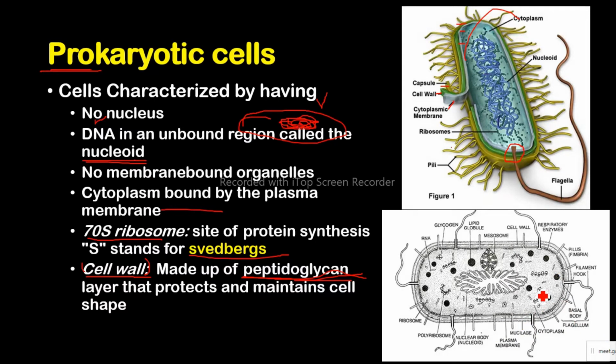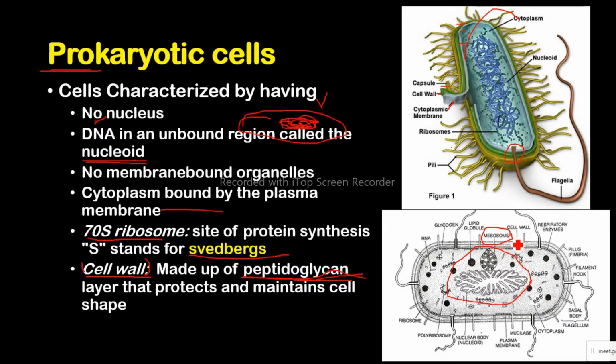Then you have there the mesosome. Now, unlike the eukaryotic cells that do have mitochondria that carry out respiration, these bacterial cells have membranes within the cytoplasm, or an extension of the plasma membrane sometimes, which do carry out respiration. And these membranes are referred to as a mesosome.